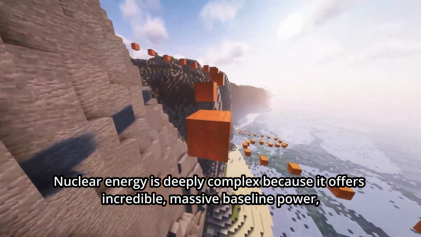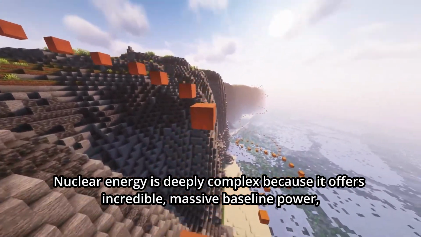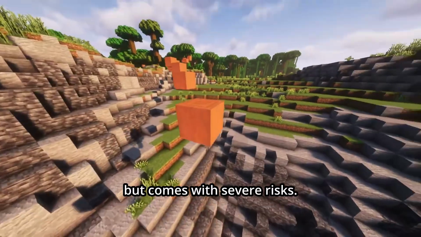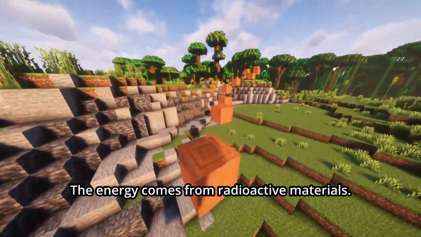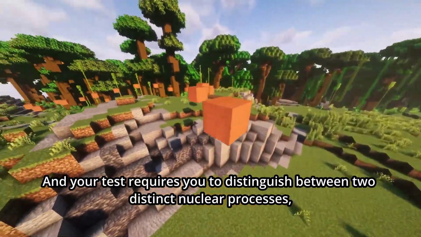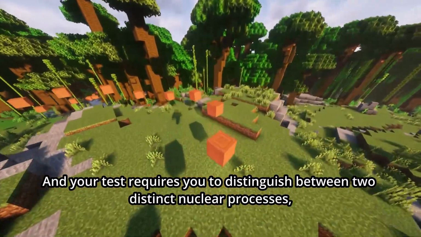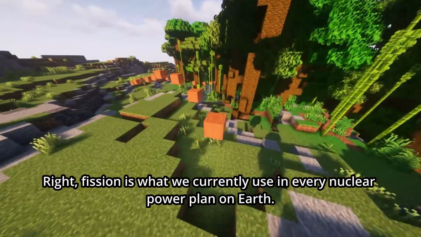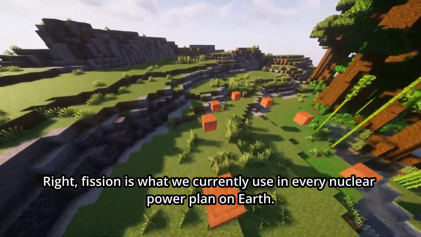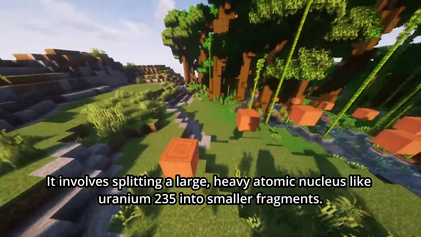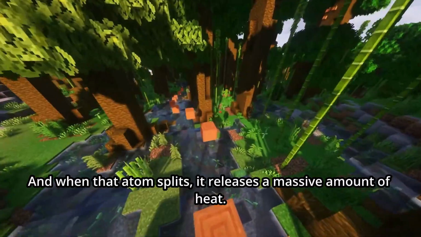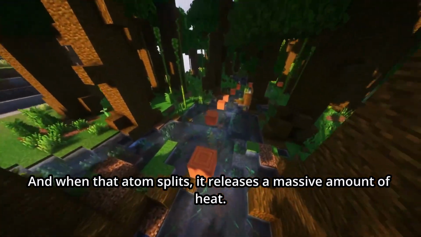Nuclear energy is deeply complex because it offers incredible, massive baseline power, but comes with severe risks. The energy comes from radioactive materials. And your test requires you to distinguish between two distinct nuclear processes, fission and fusion. Right. Fission is what we currently use in every nuclear power plant on Earth. It involves splitting a large, heavy atomic nucleus like uranium-235 into smaller fragments. And when that atom splits, it releases a massive amount of heat.